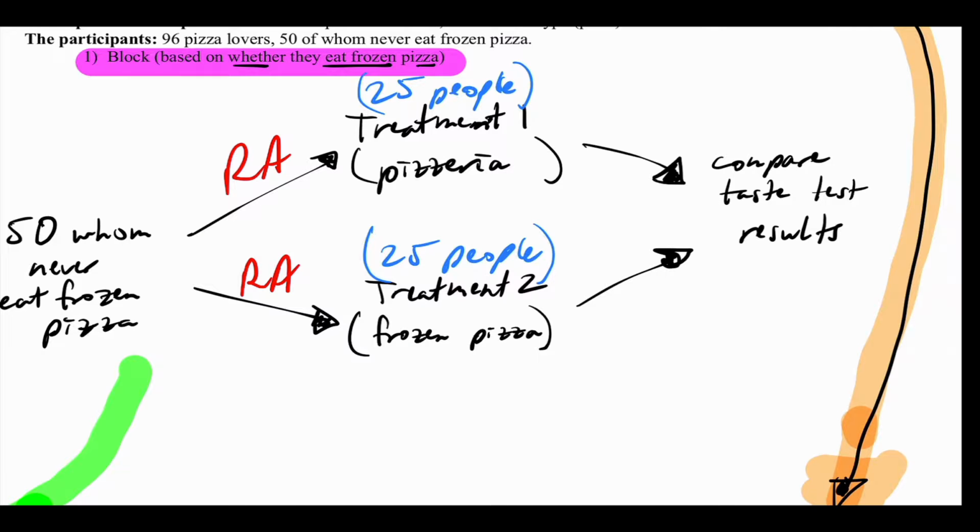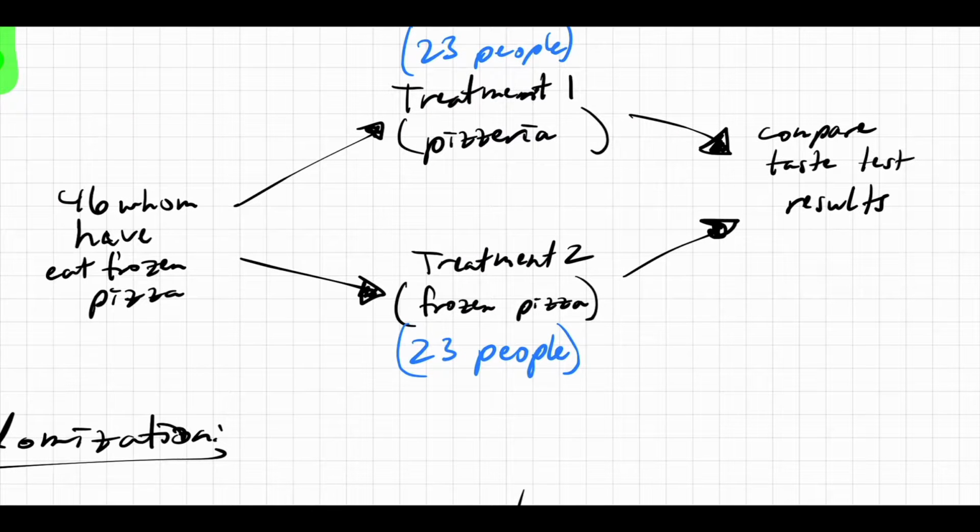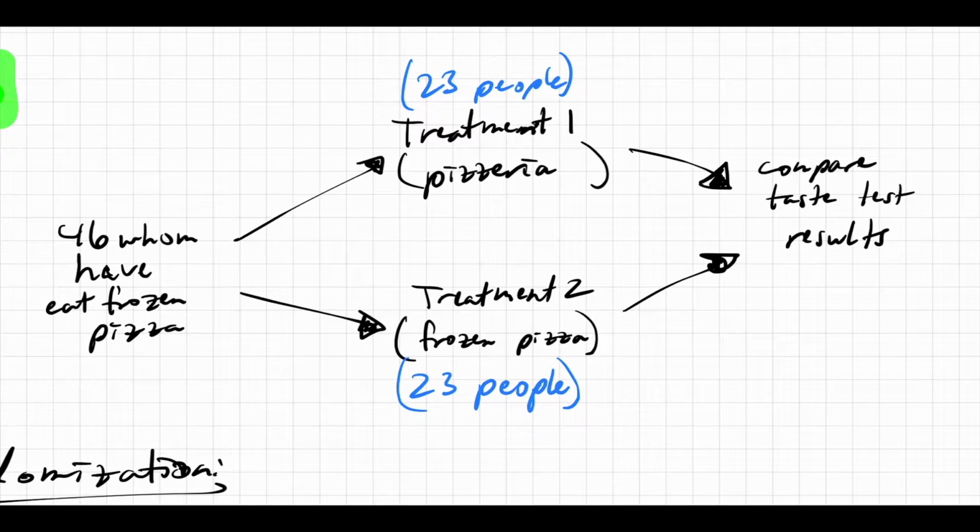Okay. So that's the 50 people who have never eaten frozen pizza before. Now the 46 who have eaten frozen pizza. Again, I'd lose a point right there because I didn't have RA here. Same treatment groups: treatment 1 pizzeria, treatment 2 frozen pizza. Then I'm going to compare their taste test results. I'm not going to compare how someone who has never eaten frozen pizza perceives the pizza to someone who has eaten frozen pizza.